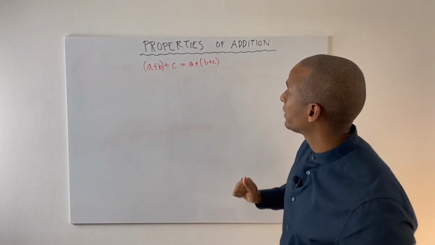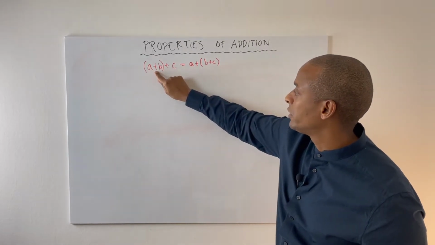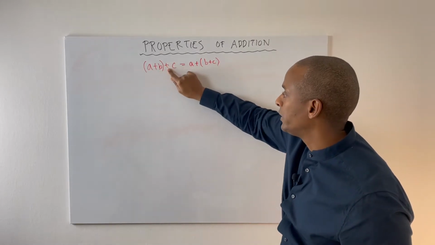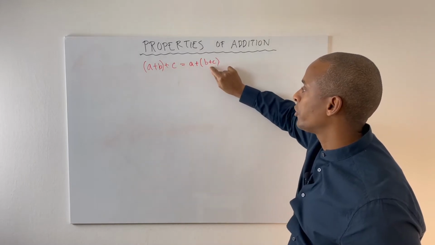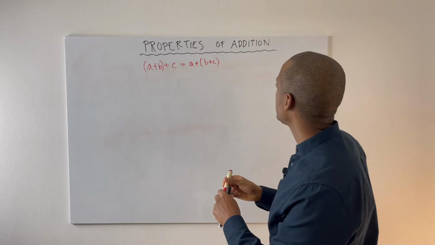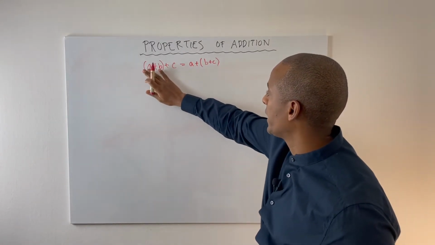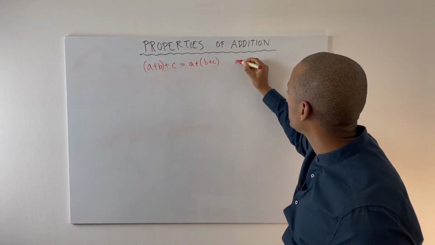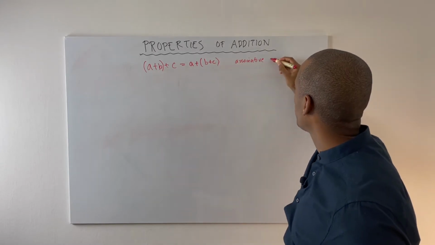This means that we can either take this addition first and then deal with this addition, or we can do the second addition first and then deal with the first addition. So it doesn't matter whether we take a plus b first or we take b plus c first. So we call this the associative property.